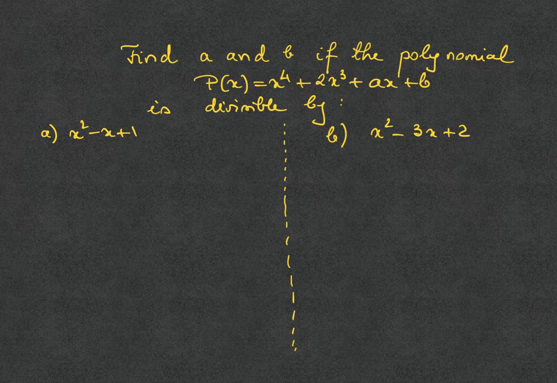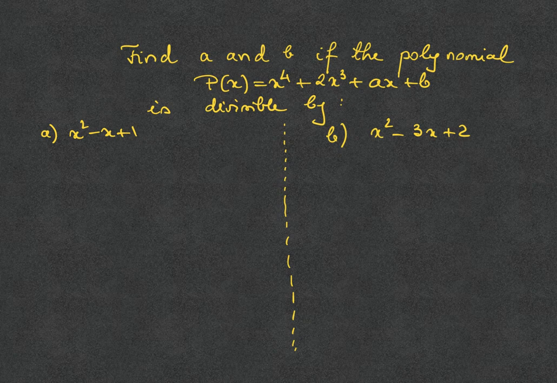Hi there. These are two questions that are applications of the Remainder theorem that look the same but might have different solutions. So let's look at the difference between them. The question says find a and b if the polynomial given here, a fourth degree polynomial, is divisible by that quadratic or by that quadratic. So two questions. Please pause the movie and look at what's the difference between those two quadratics.